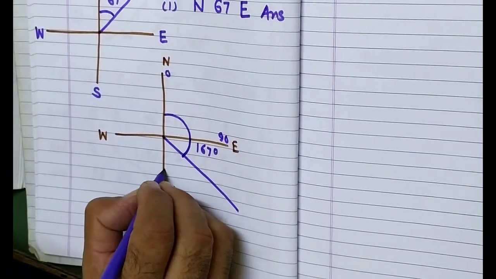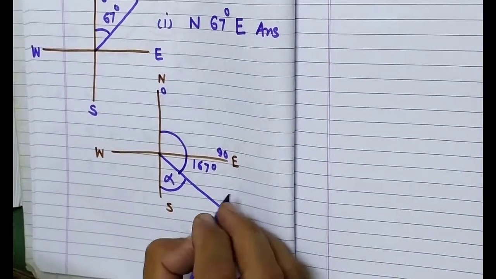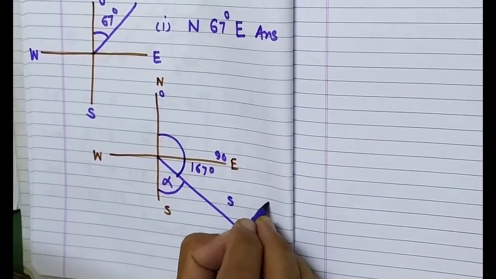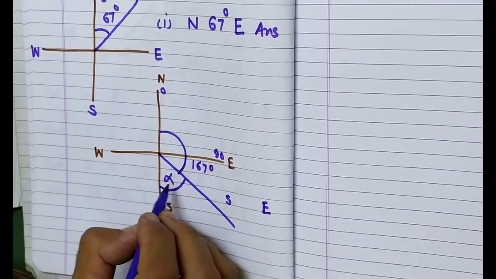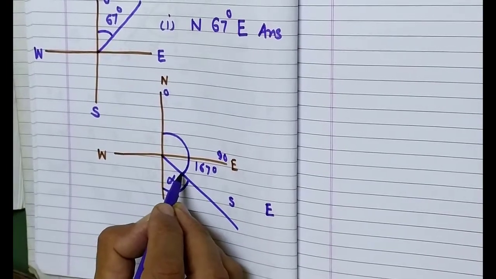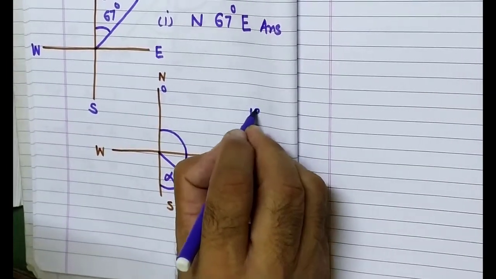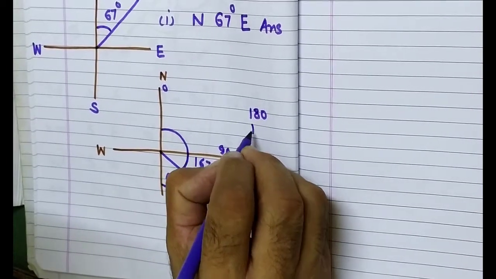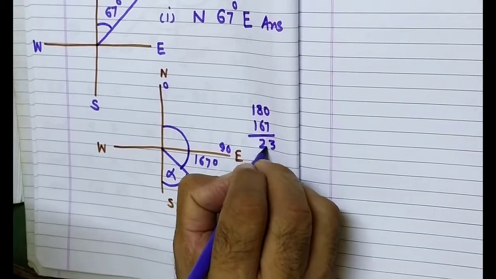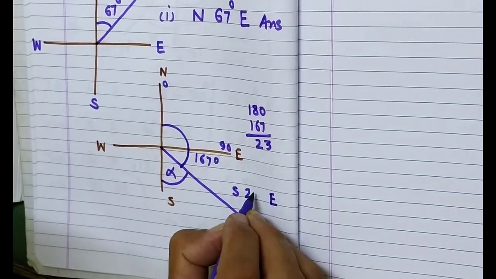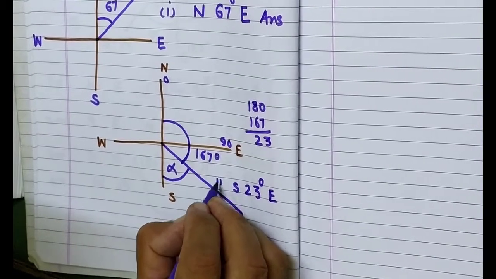So you have to determine this value. This is alpha. So write down simply southeast. What is the value of this? 180 degree is this one angle minus this 167. So you can say 180 degree minus 167 degree. It comes to be 23 degree. So south 23 degree east is the second answer.